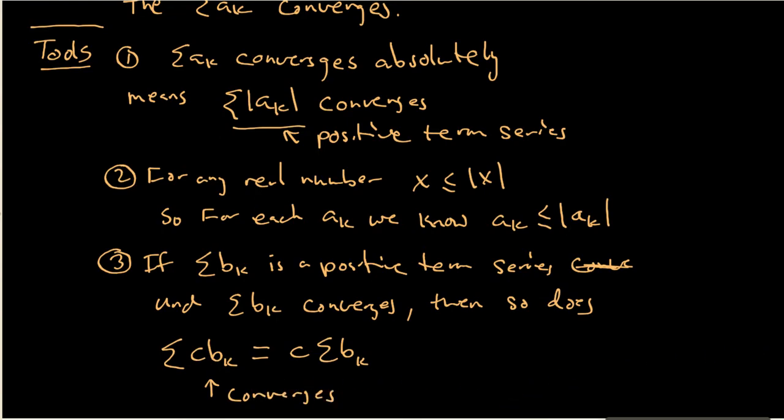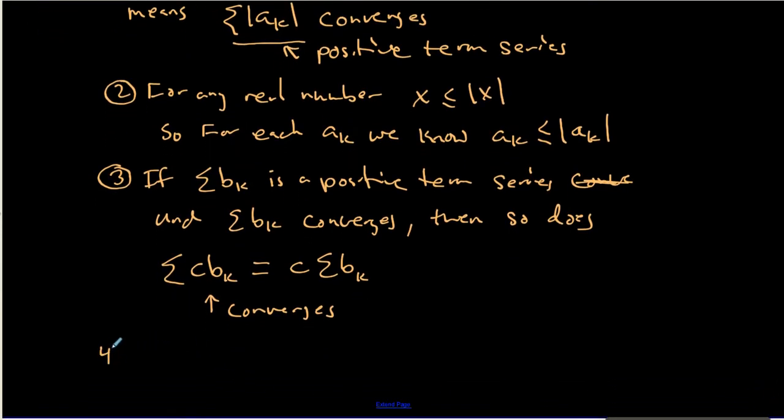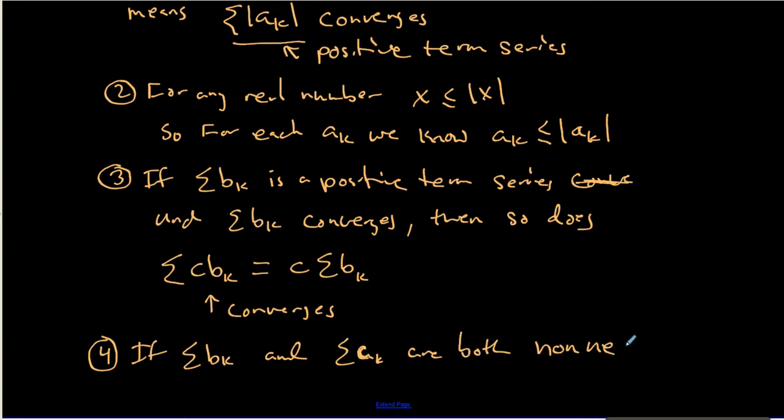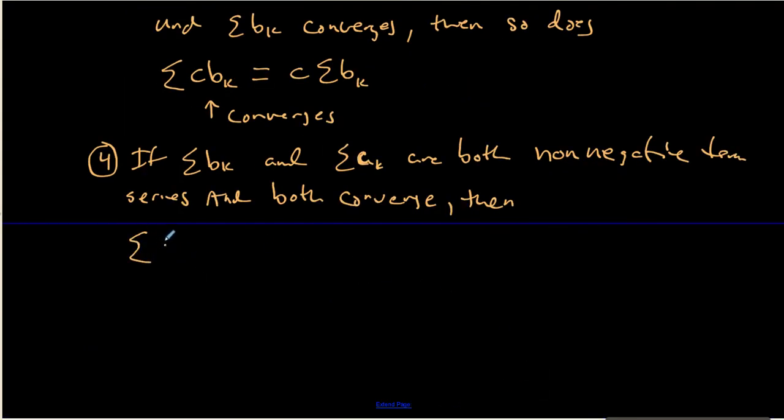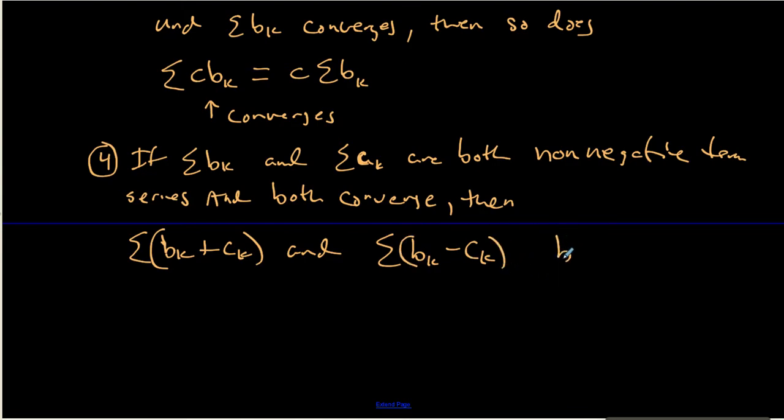And the fourth tool that we need before we can start in on our proof is that if I have two non-negative term series, so if the series of b_k's and the series of c_k's are both non-negative term series, and both of them converge, then it turns out that any sum of them, so if I look at the b_k plus c_k, and the series formed by looking at the differences of their terms, these two things both converge.